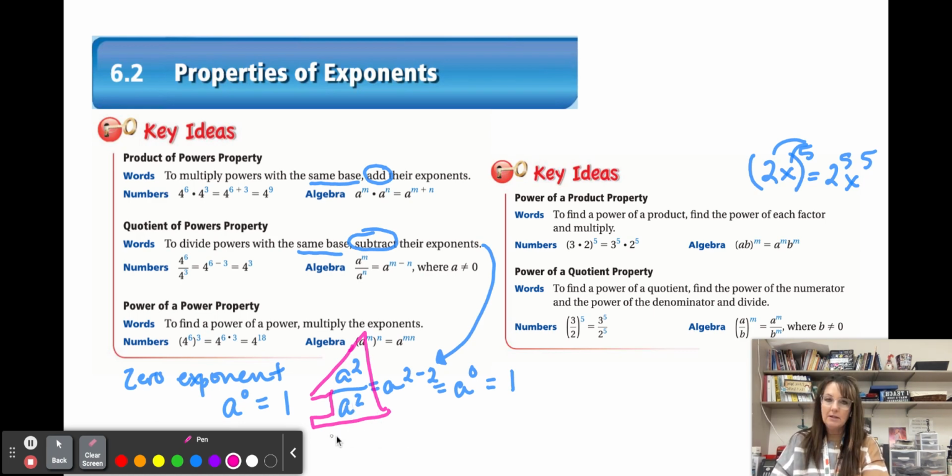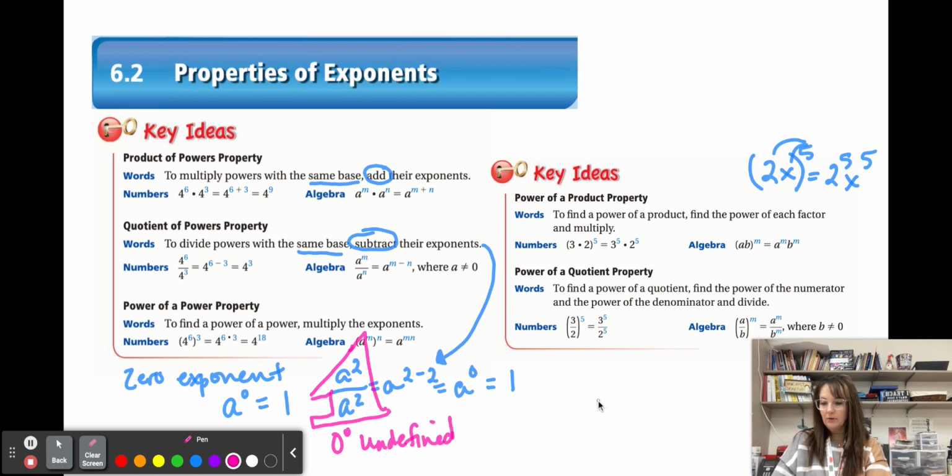Now, I must also add that 0 to the power of 0 is undefined. Because of this example that I used, in order to get this, we would be taking that 0 as the base. We would be trying to divide by 0. Dividing by 0 is undefined.